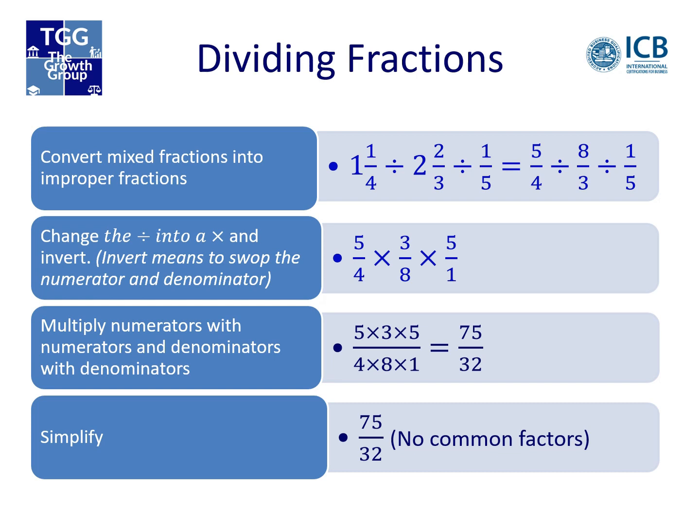What we then do is we multiply the numerators with the numerators and the denominators with the denominators once again. So 5 times 3 times 5 is 75, and 4 times 8 times 1 is 32, and we can't really simplify this anymore because there are no common factors.